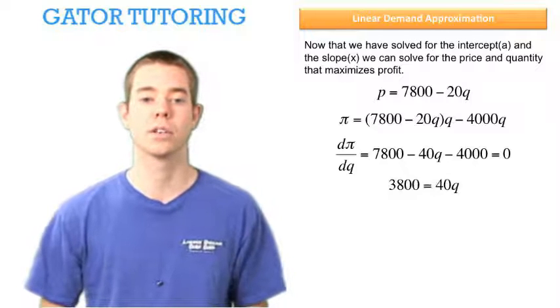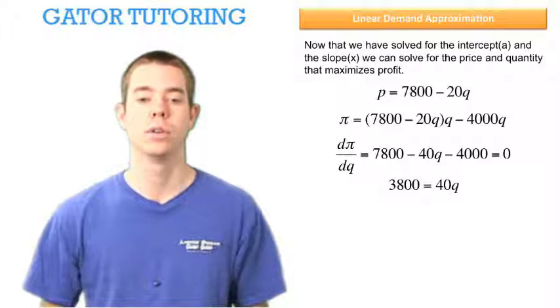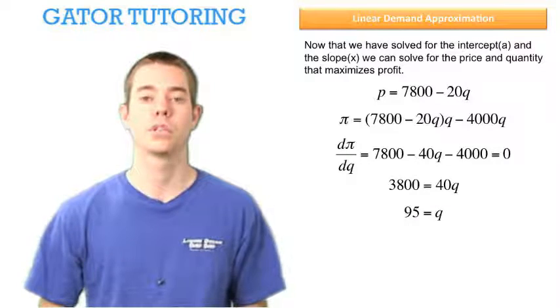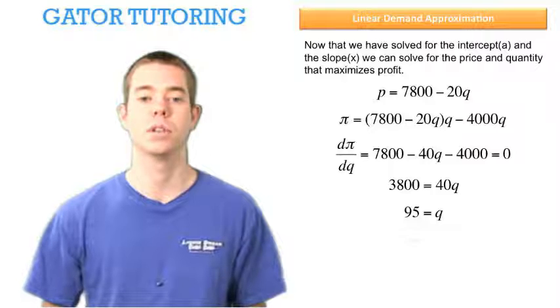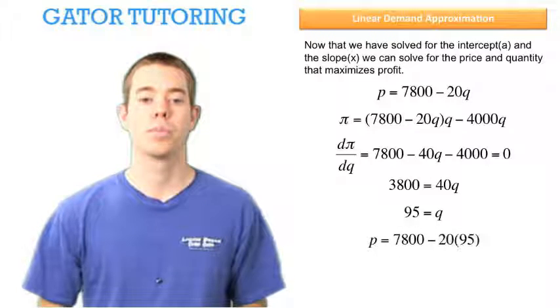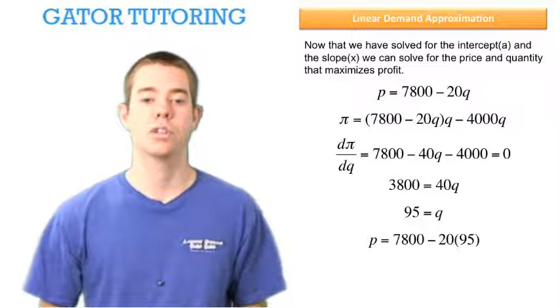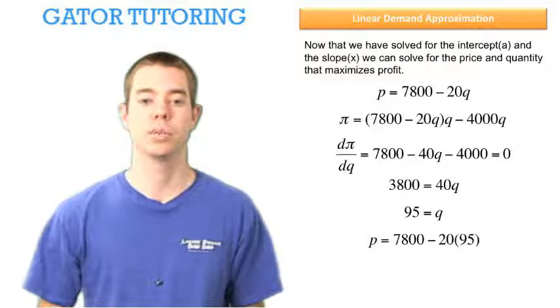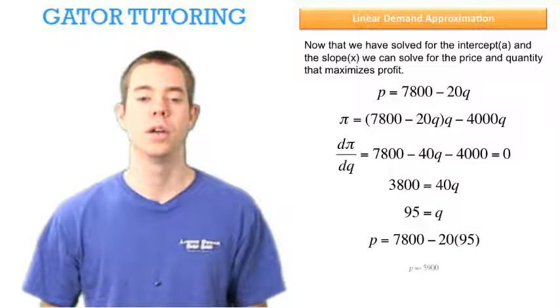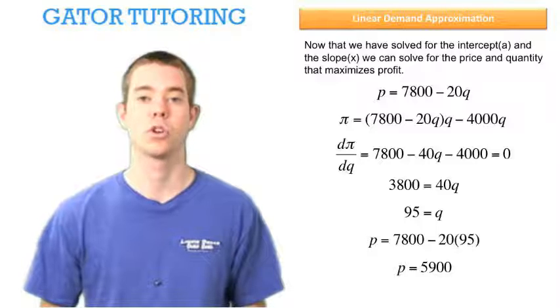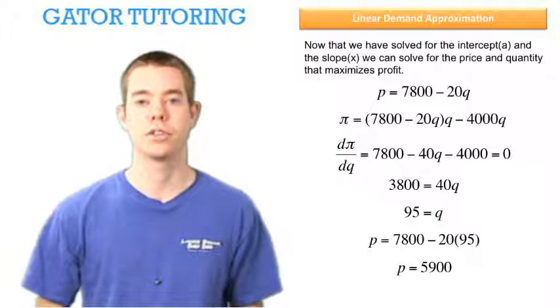Now we can combine like terms and get 3,800, add 40Q to both sides, is equal to positive 40Q. Divide through by 40, and we can solve for our quantity is 95 units. So the price at 95 units, we just go back into our inverse demand function and plug in 95 for Q, and we see that the price we want to charge to maximize profits is $5,900.